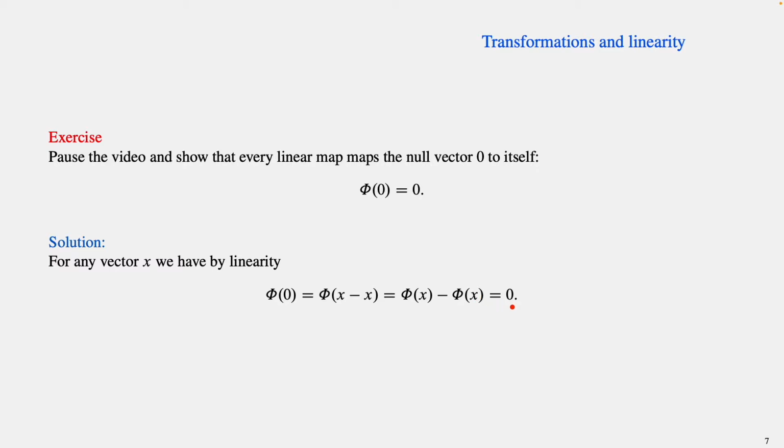But this is again the null vector. So I have some vector here and some vector here, which is the same. And I subtract them and I get the null vector. So a linear map phi maps 0 to 0 again.